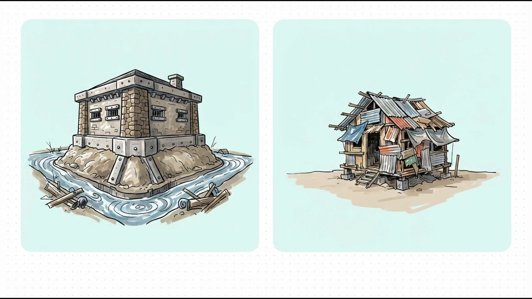Now contrast that with a marginalized, low-income community located miles and miles inland. Their physical exposure to floodwaters is actually quite low. However, their housing is structurally weak, they completely lack emergency resources, and there's zero safety net. Their vulnerability is incredibly high. For them, even a minor weather event could be a total catastrophe.